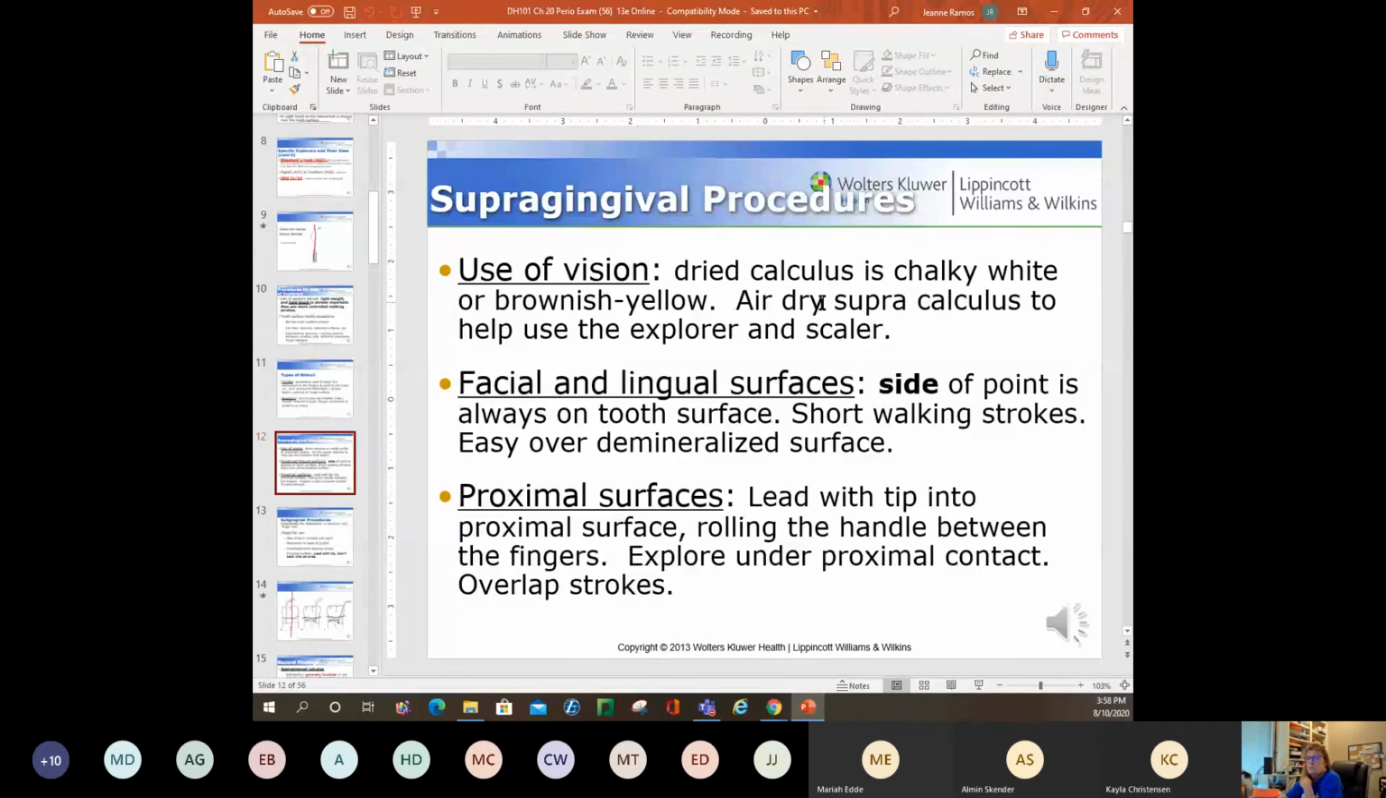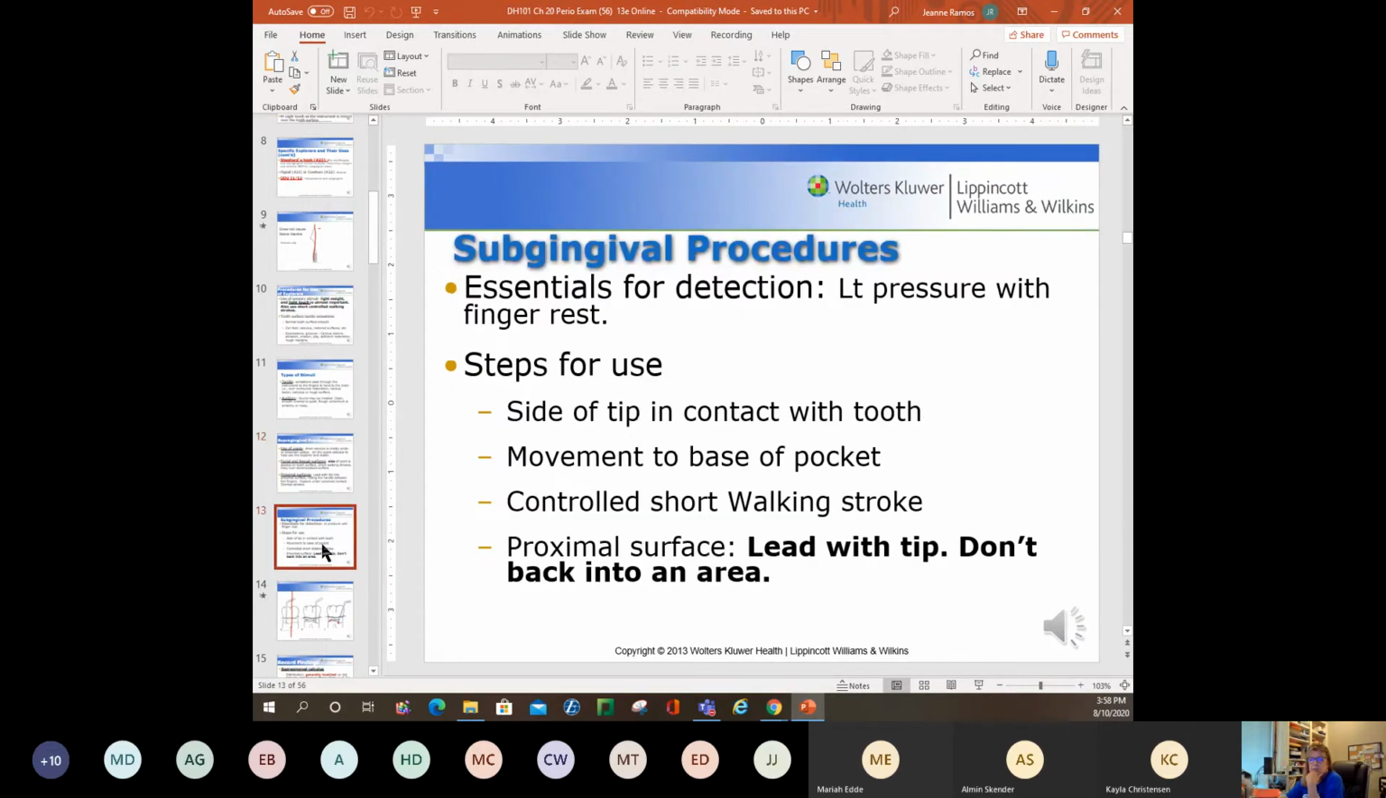Dried calculus is chalky white or brownish yellow. Air dried, it is supragingival calculus, to help you use the explorer and scalers. On facial and lingual surfaces, the side of the point is always on the tooth surface, with short walking strokes, but very light and easy over demineralized surfaces. On proximal or interproximal surfaces, you lead with the tip into the proximal surface, rolling the handle between the fingers so that the tip doesn't go into the tissue. Explore under the contact and overlap your strokes.